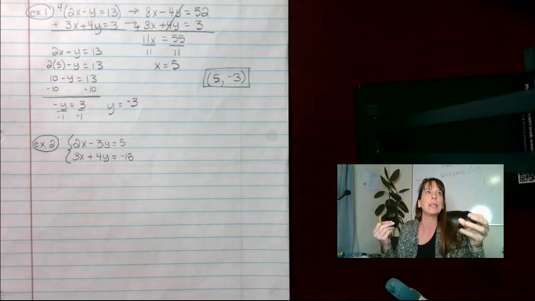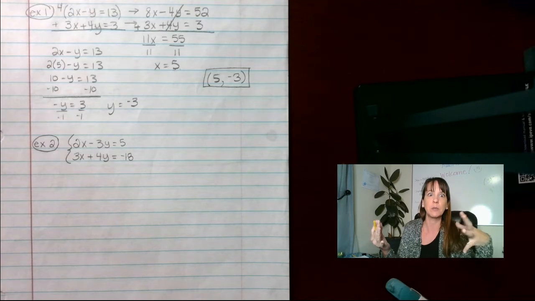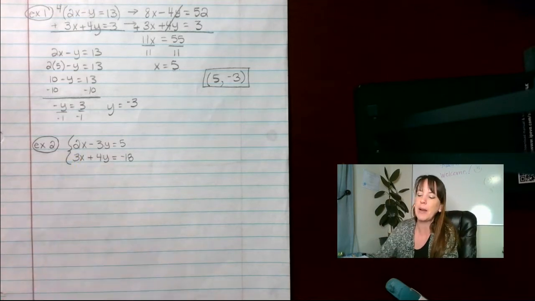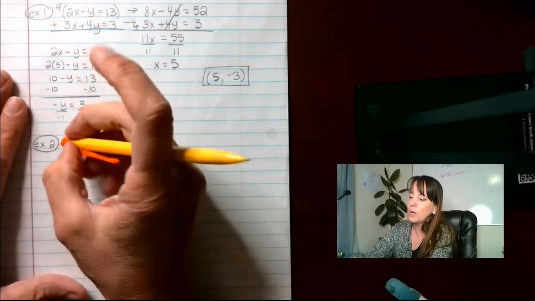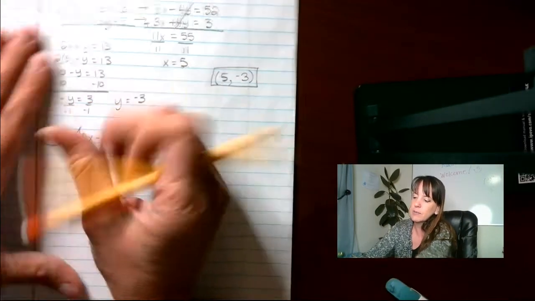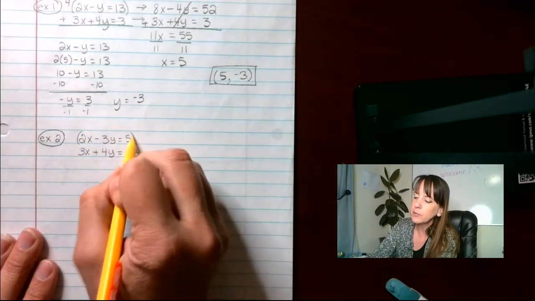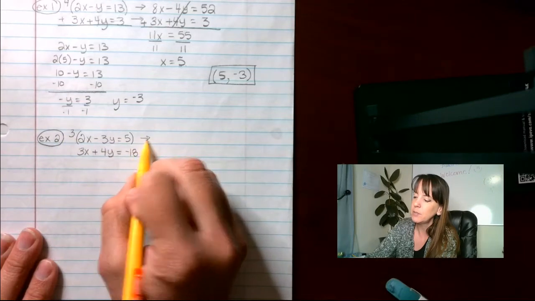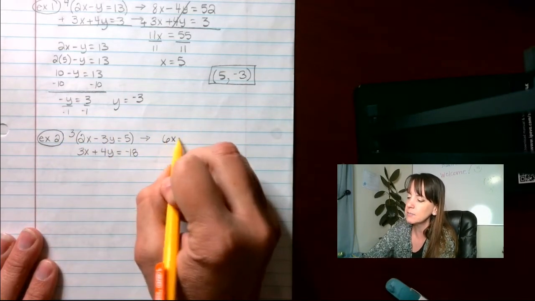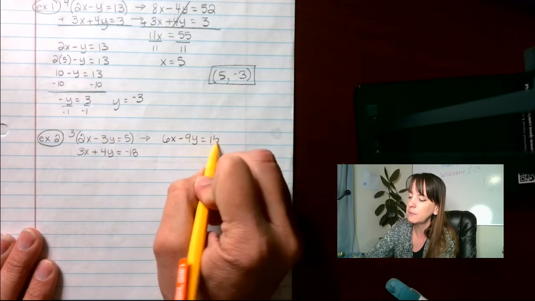You want to think about least common multiple, like if you were dealing with fractions. The least common multiple we would have for those would be 6. So again, I'm going to erase this just so I have some space here. So I'm going to multiply this by 3, and I'm going to multiply all the chunks. So I get 6x minus 9y equals 15.